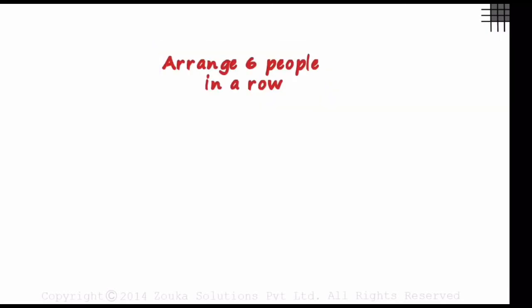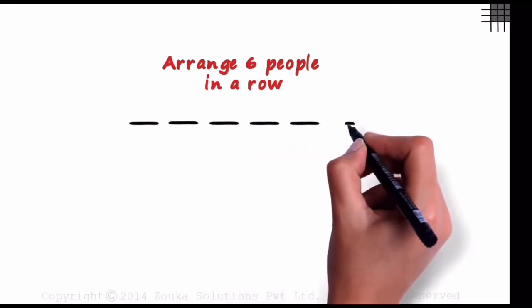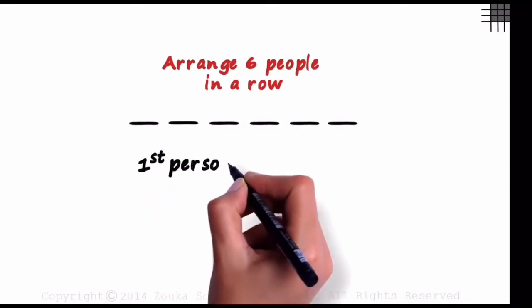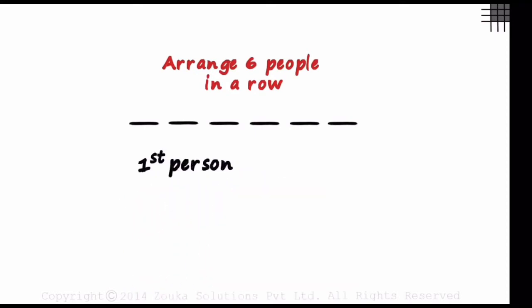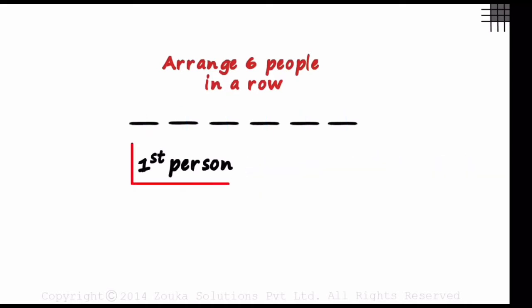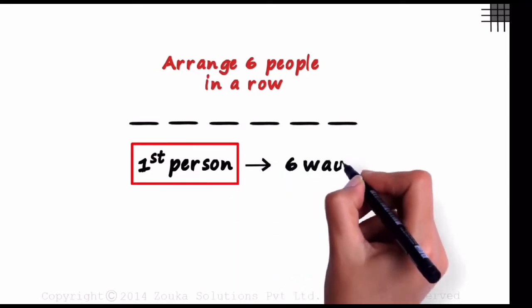a row. We know it's 6 factorial, but do you remember how we arrived at it? We had made 6 slots for the 6 people. And the first question we asked ourselves was, in how many different ways can the first person be seated? He can be seated in any one of these 6 slots, and each slot is different from the other. It means the first person can be seated in 6 ways.